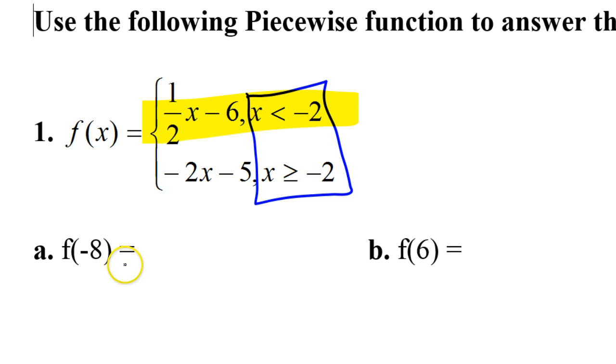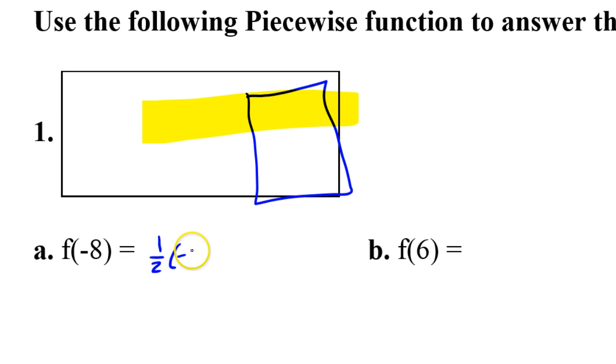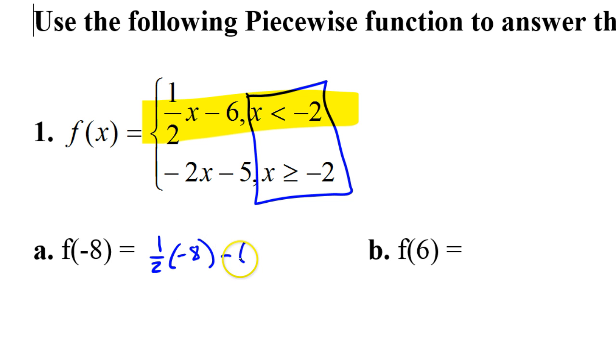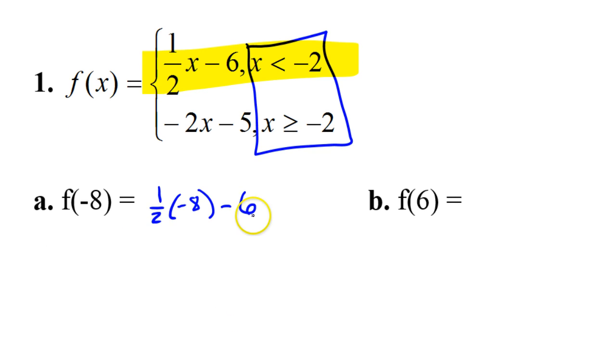So that means that we're going to be doing 1/2 times x minus 6. That's basically the top function. And I don't need a calculator for this because 1/2 of -8 is -4, and -4 minus 6 is -10. If you need to put this in a calculator, feel free.